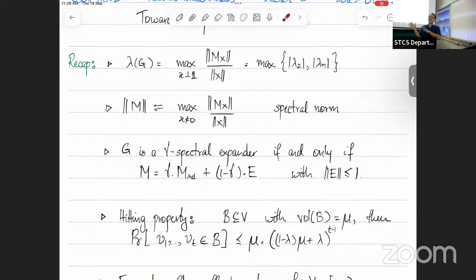But intuitively, the takeaway is that once you know that your graph has a certain spectral expansion, you know this is some quantity between 0 and 1, and therefore it decays exponentially with respect to the number of steps in the random walk. That should be the takeaway.